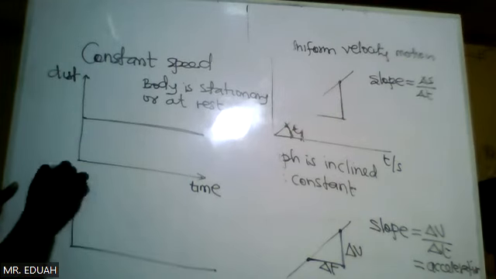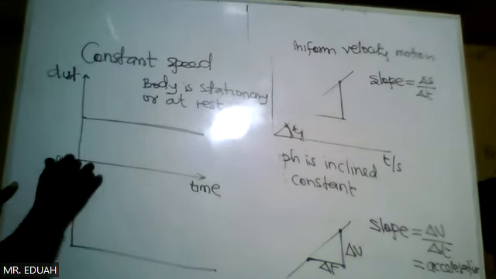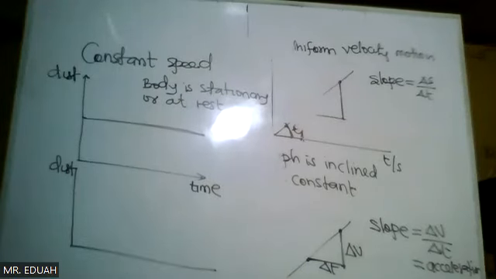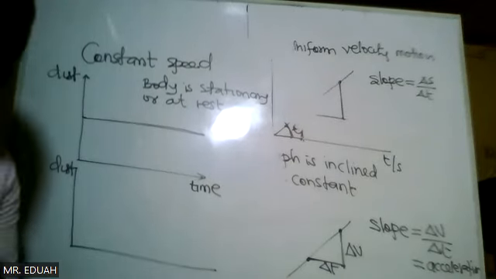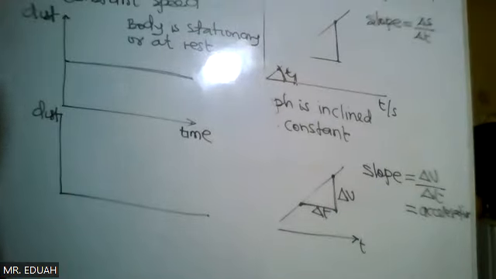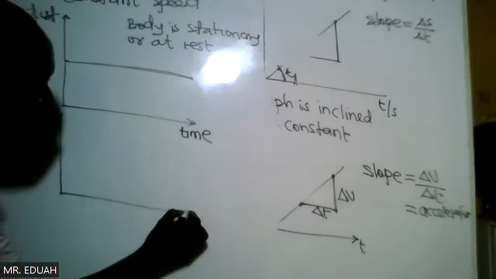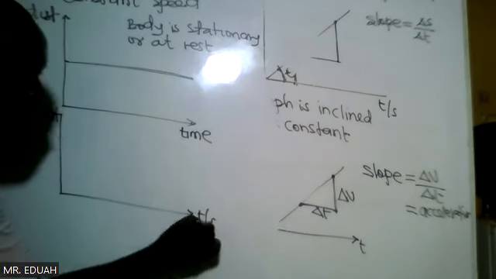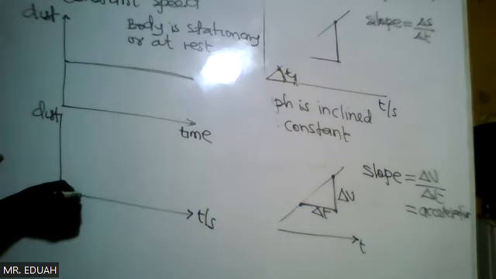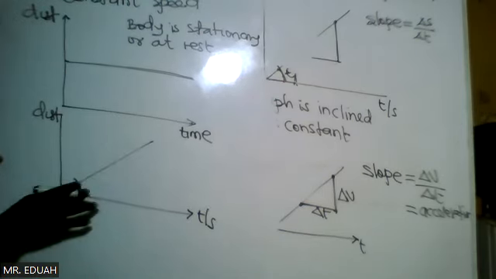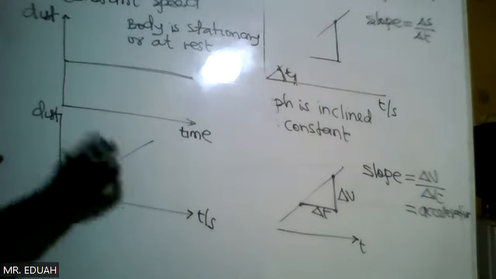For constant speed, distance is tied to the time. Isaac, your line is breaking. What are you saying? Sir, please, it must be inclined. You are right. For constant speed, the graph must be inclined to the time axis. This is how it must be. This is constant speed.